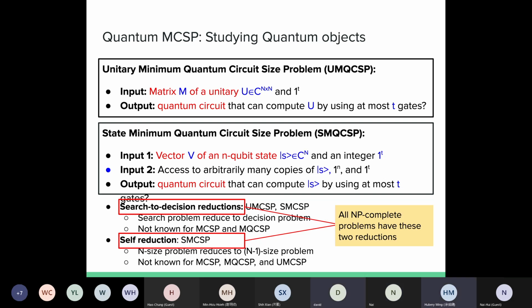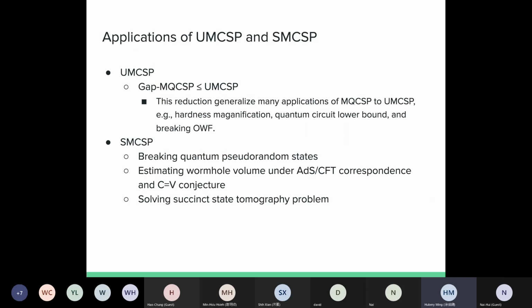Okay. I may have a final quick question. Well, can you say more about why the state minimum problem is related to the AdS/CFT conjecture? Can you say more? Yeah.